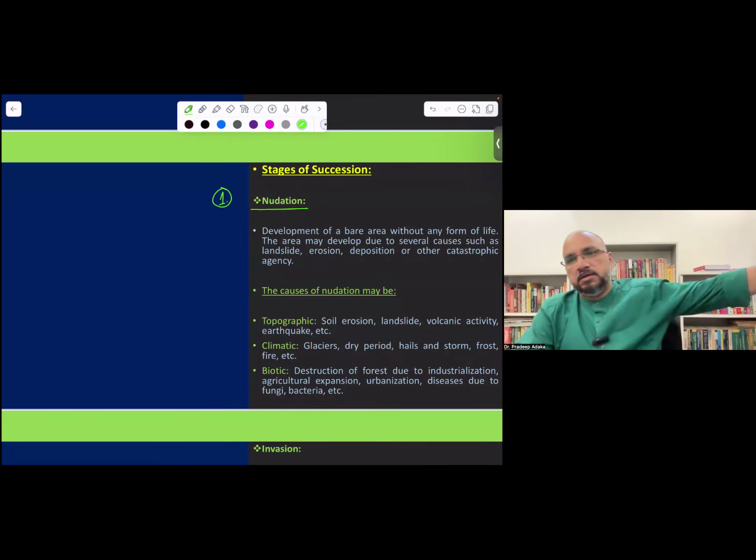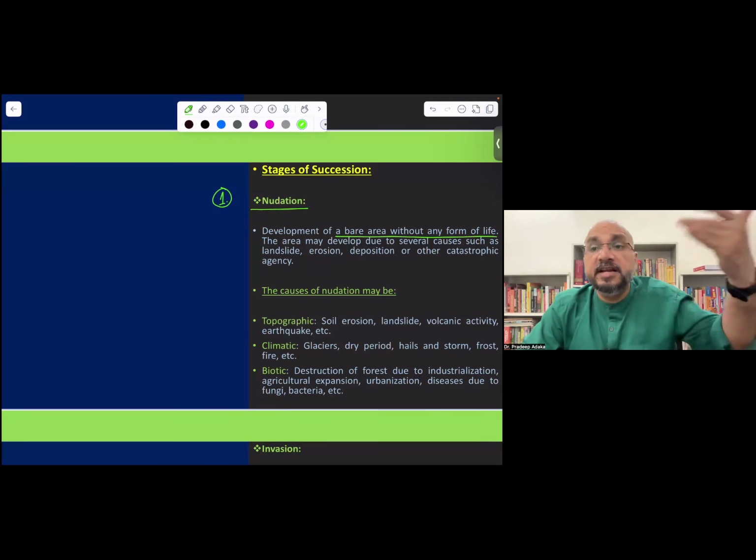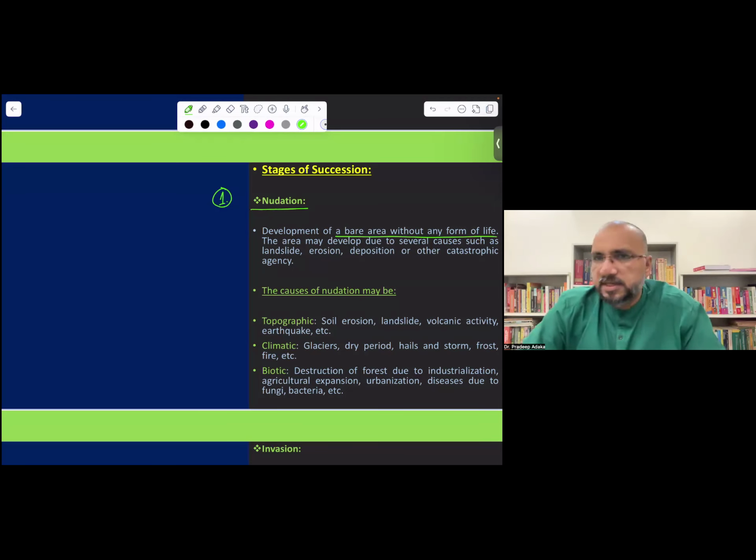So it can be a rock surface. Recently there was a volcanic eruption, the lava solidified into rock. Now there is no life here, bare rock. Or there was a community but it got destroyed due to forest fire or some other natural calamity. So development of a bare area without any life form, so this is the beginning, the starting stage. There is a nude area, there is no life.